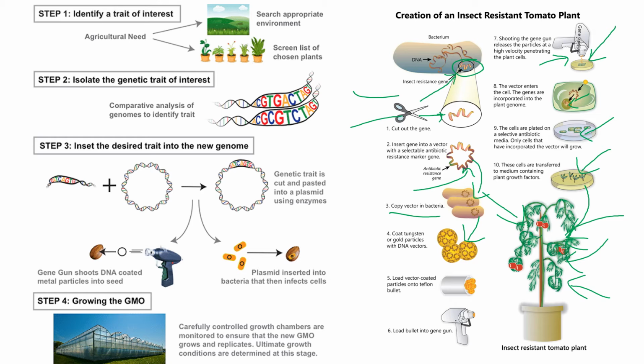So the steps are nothing but identifying the trait of interest, then isolating the genetic trait of interest, inserting that desired trait into a new genome vector molecule, and then this vector molecule is either bombarded directly onto the seeds or soft cells of callus mass, and then from that callus, generally in carefully controlled growth chambers, we grow the newly genetically modified plants. So this is the technology of producing genetically modified plants.